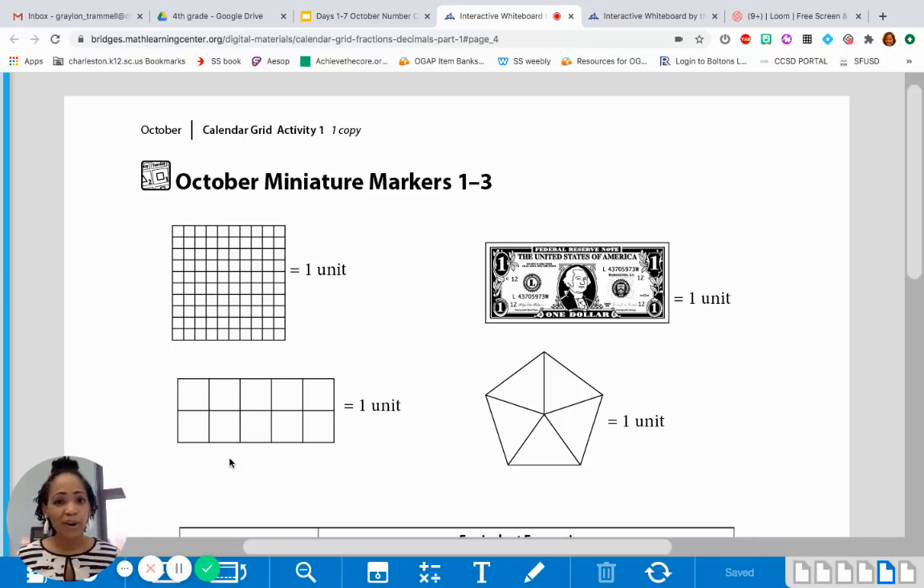Yeah, they're all worth 1 if you have the whole thing or if you color in the whole thing. The sizes are different, but no matter what, if you're talking about the whole thing, you're talking about one whole object or one whole dollar, one whole pentagon. So let's look at our very first calendar marker for October, and let's see how we might choose to name what we're seeing.